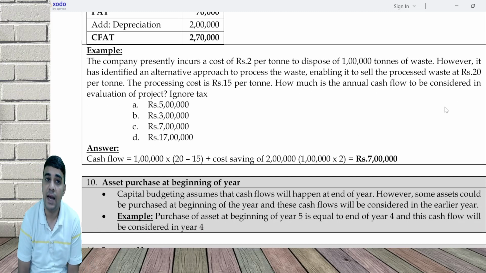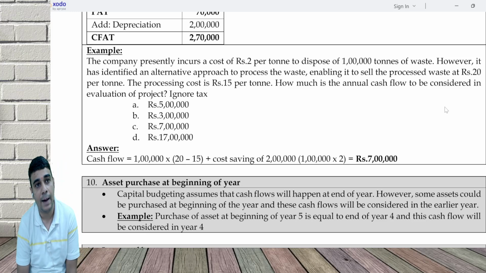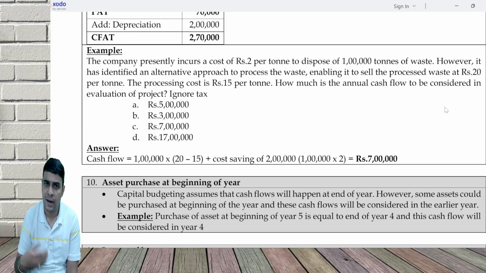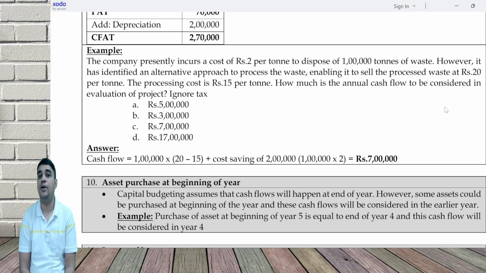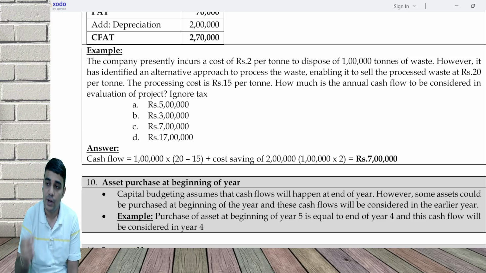Some question will say an asset is purchased at the beginning of the year. Our capital budgeting assumes everything happens only at the end of the year. Does it mean everything will happen at the end of the year? No, this is just to do a simple calculation, because the PVF which you use is the end of the year present value factor. Somebody says everything happens in Jan, Feb, March, I cannot do all those calculations. So to make it simple, we do end of year calculation.